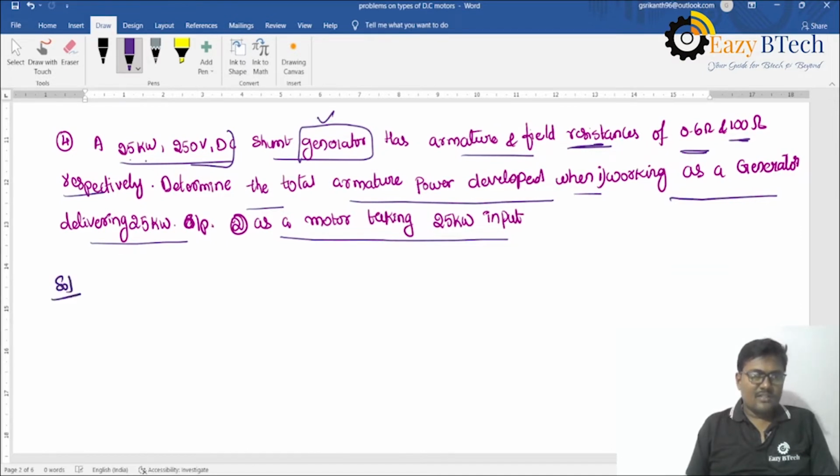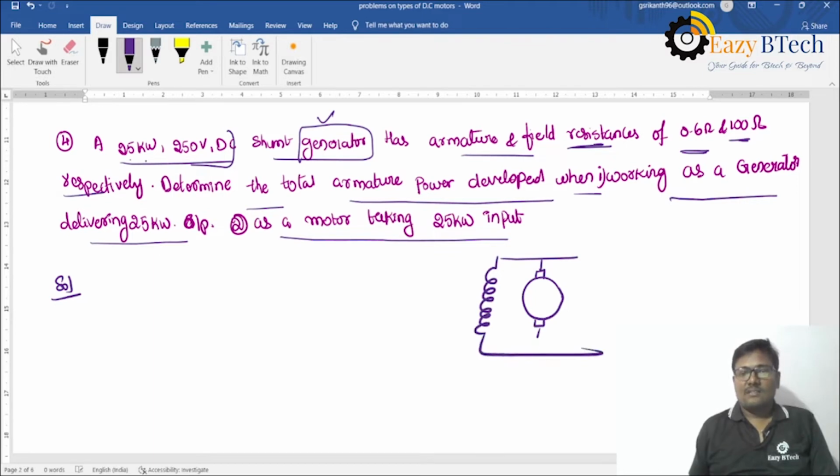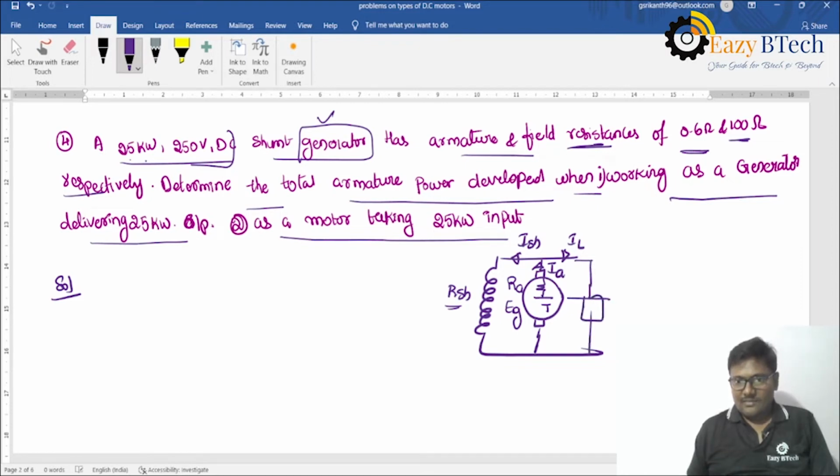Yes, what is the solution for this one? First of all, I will draw the DC shunt generator diagram. The field winding is connected in parallel with the armature. The current delivered from the armature is IA. The current flowing through the load is the load current, and this one is the shunt current. Shunt field winding resistance is RSH. The generated EMF is EG. The internal resistance of the armature is RA, and this one is the load.